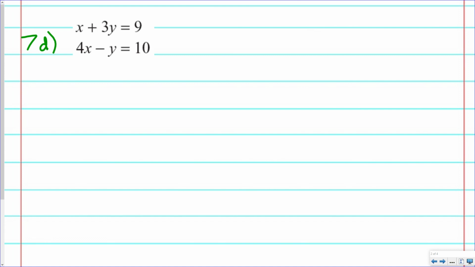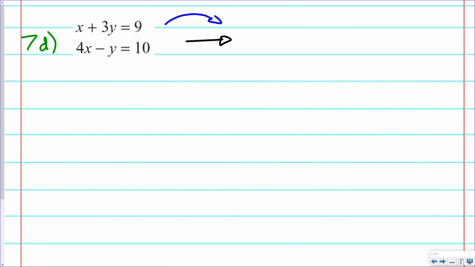I could either multiply the top by 4 because that would help me eliminate the x's, or I can multiply the bottom by -3 because then I'll have +3y on the bottom, and then again I can eliminate. What I'm going to do this time is multiply the top by 4 just to show a bit of a different way. So I'm going to multiply the top by 4.